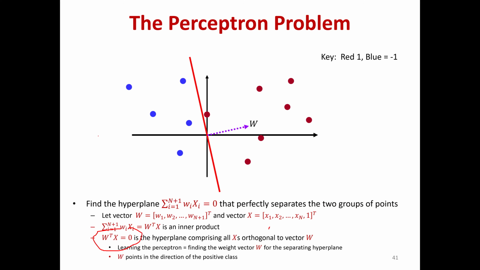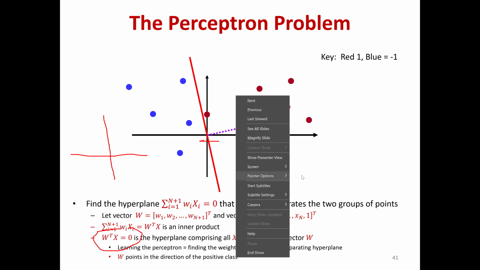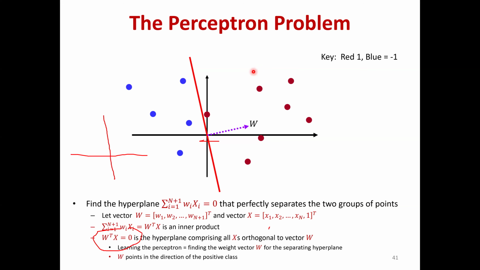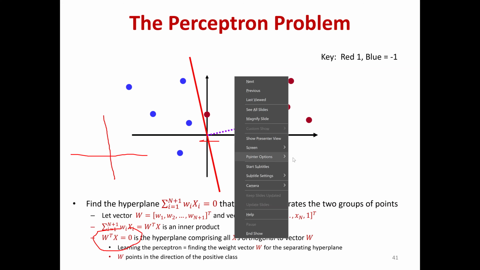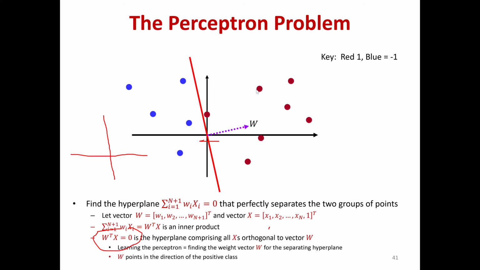Now, let me ask you another question. Suppose I have a positive instance X. Suppose I have a vector that's on this side of the plane. Then what is W transpose X going to be? Is it going to be positive or negative? Can anybody tell me?